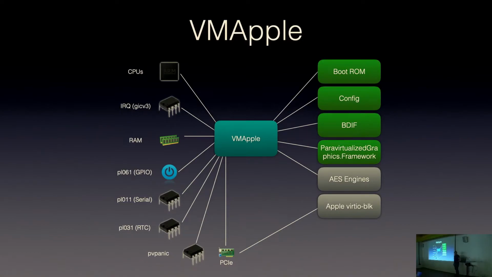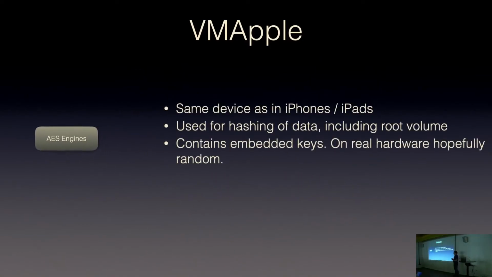AES engines. Every modern Apple phone has an AES engine. It's the device that's virtualized in VM Apple, exactly the same device as in every iPhone and iPad and whatever you have out there. It basically is used on boot and for other things to hash data, to either create hashes for signatures or to validate signatures of things.